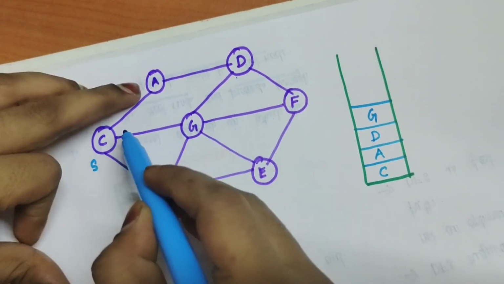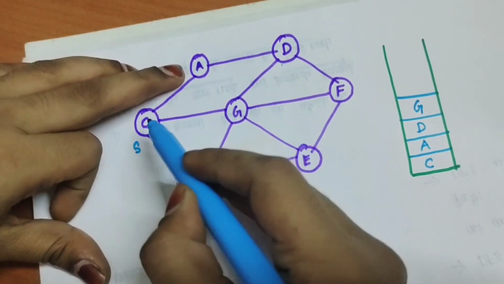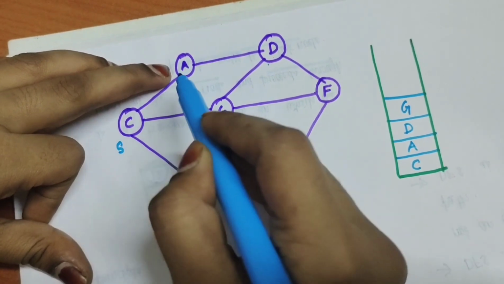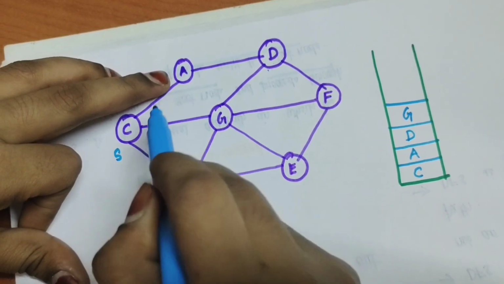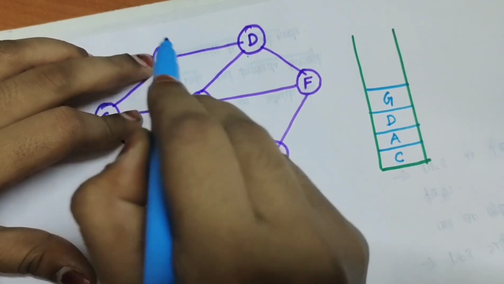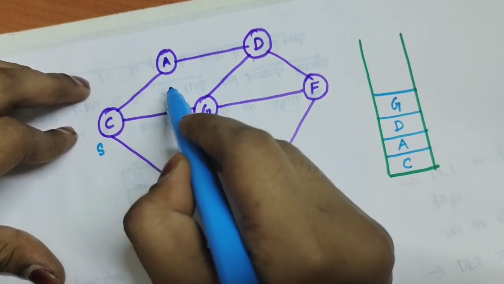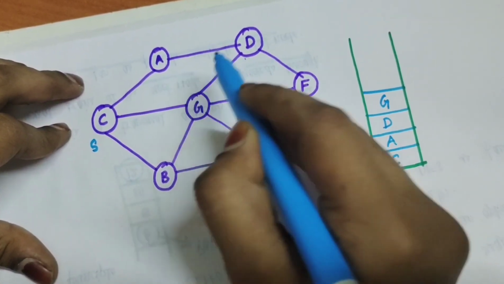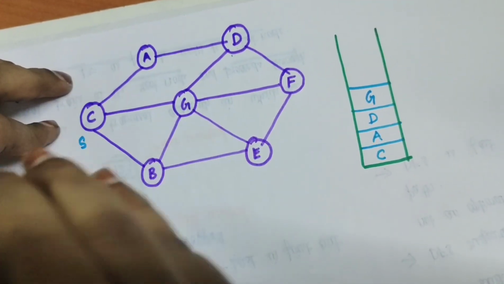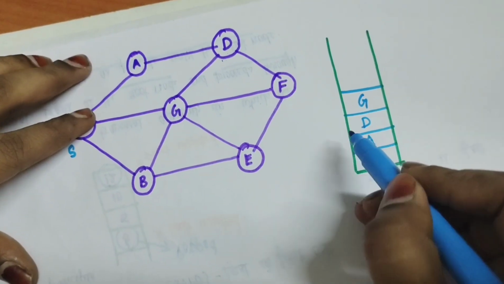So first we will push any one of the adjacent vertices of the starting node. You can either push G or B into the stack, but I have taken A as the adjacent vertex of C and I have pushed it into the stack. Then I'll move on to A and see the adjacent nodes of A. As you can see, C and D are the adjacent nodes, but C is already traversed, so I can't take C. So now I take D. So I have pushed D into the stack.